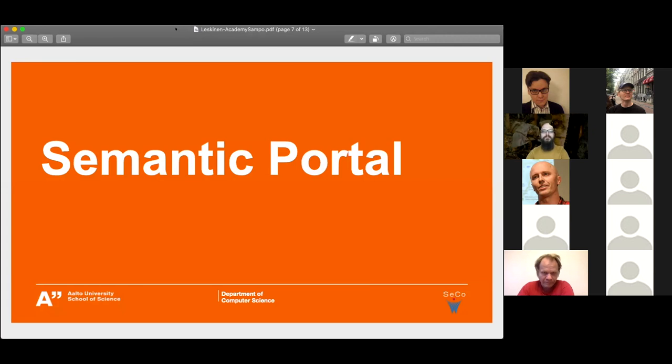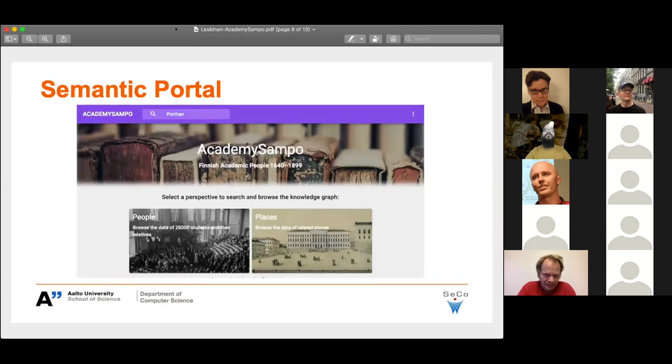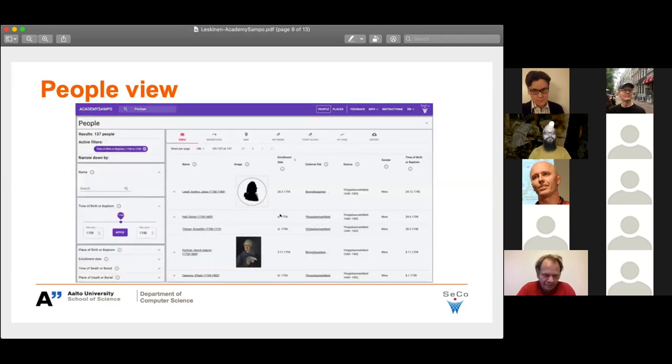Now a few aspects of the semantic portal. This is the main entry page, and currently there are two main perspectives, one for the people and the other one for places. On the people view, you can browse the data of 28,000 students.